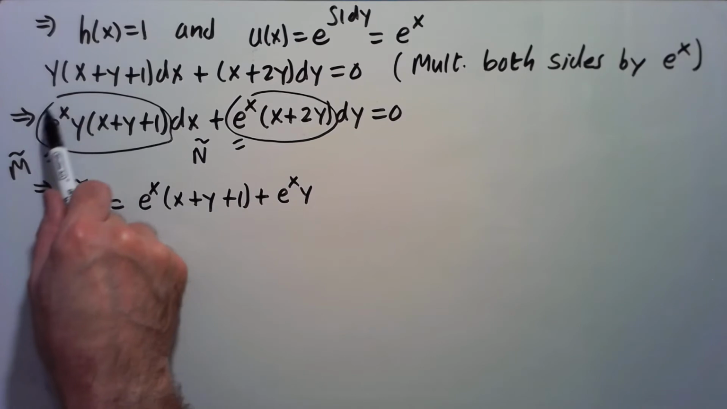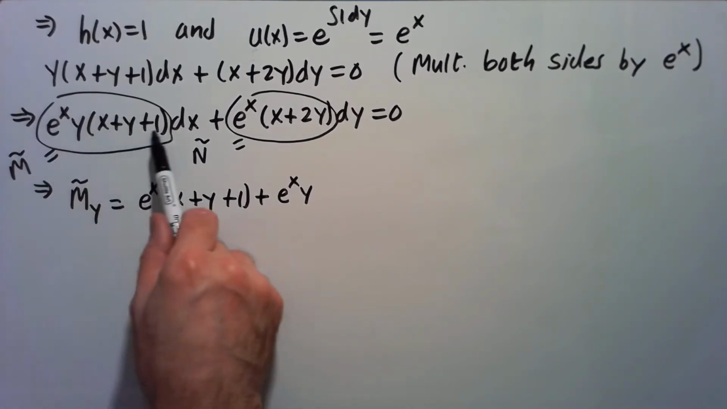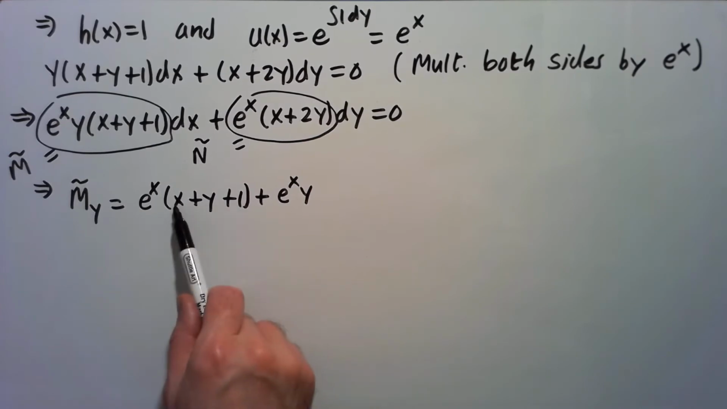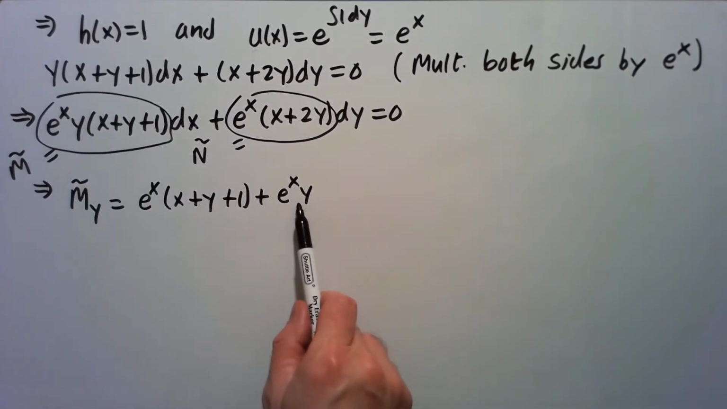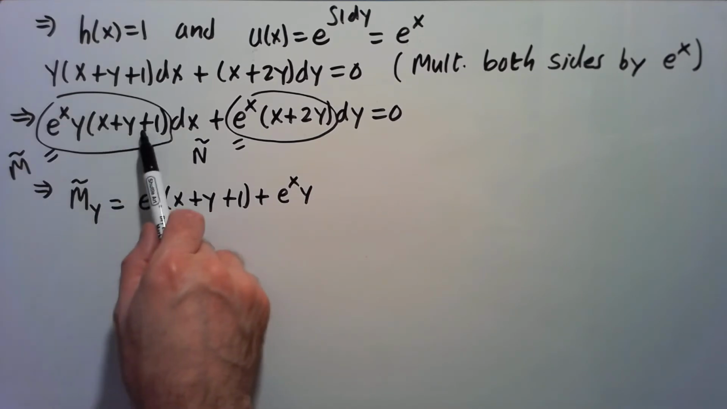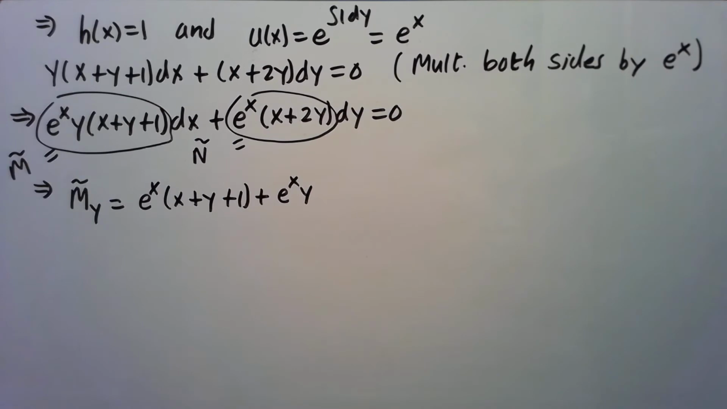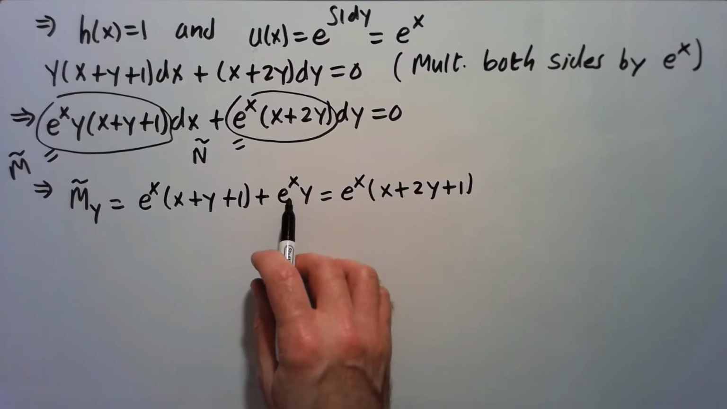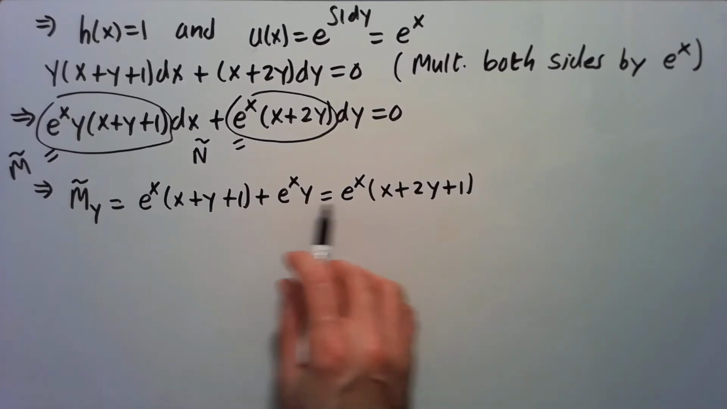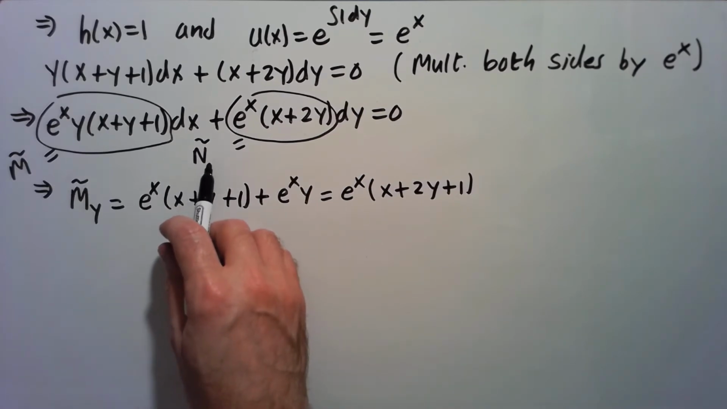The derivative of e to the x times y with respect to y would just be e to the x, times the second function here, plus e to the x y times the derivative of this guy with respect to y, which would just be 1. Then you can write this as e to the x times (x plus 2y plus 1). I just factored the e to the x out and then combined the y with y to make 2y. Okay, let's next do N tilde with respect to x.